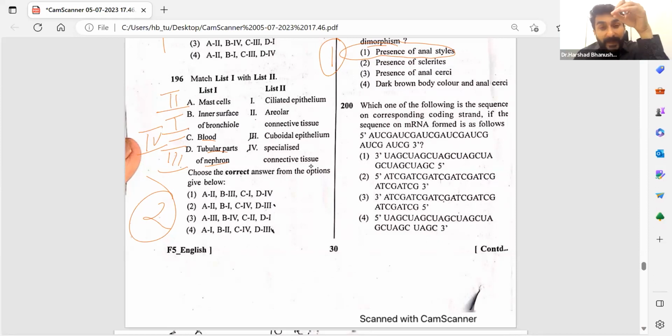Mind you, the sequence of mRNA and coding strand is exactly the same. Even the direction of the mRNA and coding strand would be the same. The only difference is that in the coding strand there wouldn't be U, there would be T. So in this case, if it is AUCG with phi dash, I will mark ATCG with phi dash. So I will mark option number 2.